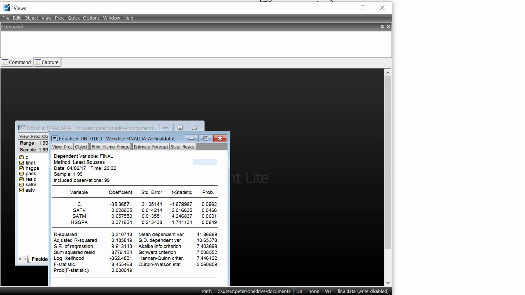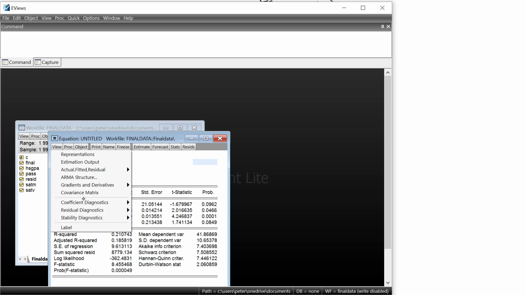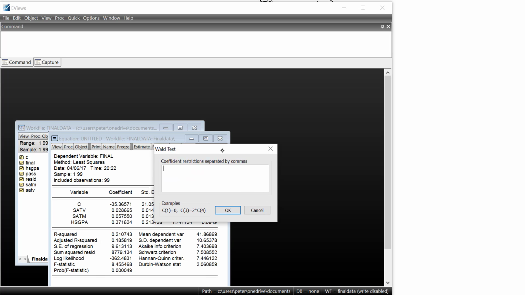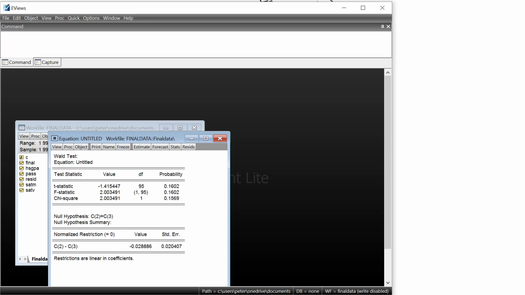In EViews, just go to View, Coefficient Diagnostics, Wald test, and type C of 2 is equal to C of 3. We get a p-value of 0.16. So we cannot reject this null hypothesis. It's actually possible that the verbal and the math section have the same effect on the final result.